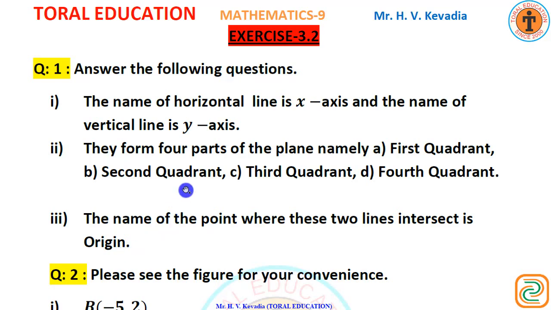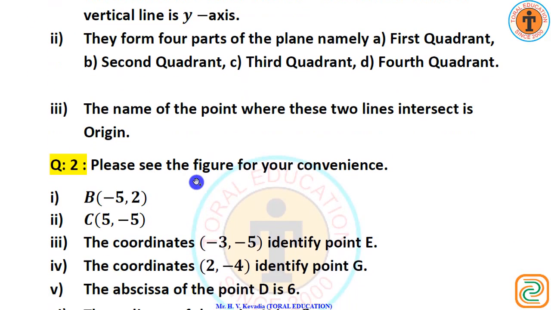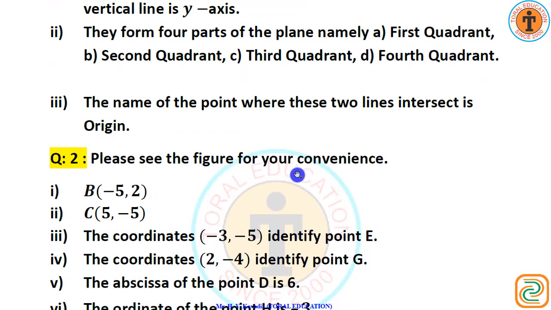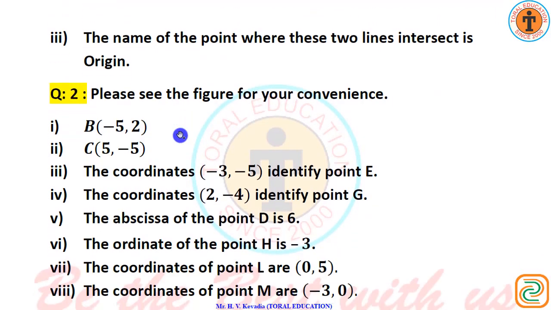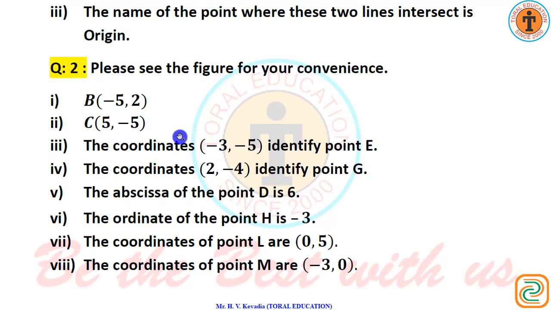Now question number 2. See the figure. Please see the figure in the textbook for your convenience. By seeing the figure, you can answer these questions. Coordinates of point B. Point B has -5 and 2. Look at the figure while watching the video. Pause the video for a while. See 5 and -5, right?